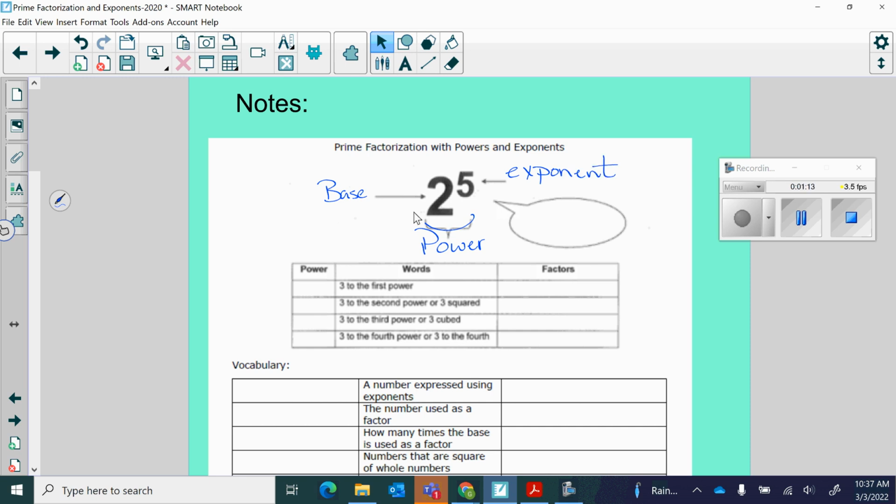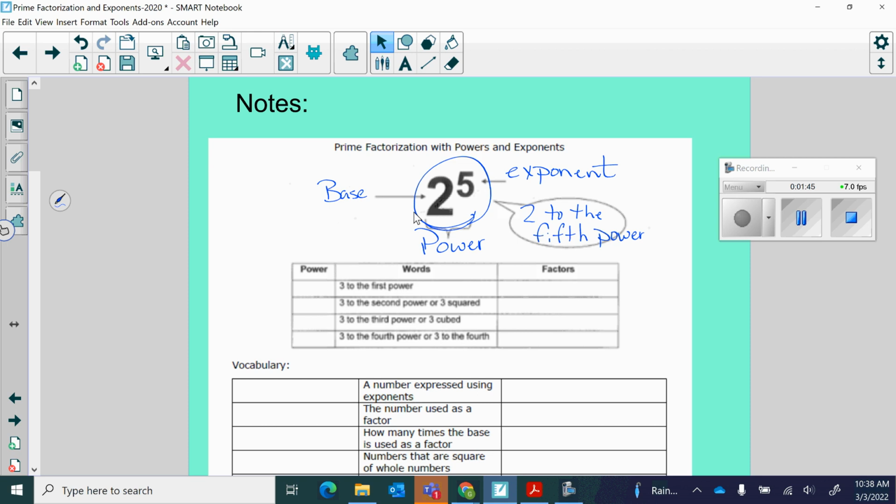Now, when I'm looking at a power and I actually want to read it, how I would say this in English is, I would say 2 to the 5th power. Or I could just abbreviate and say 2 to the 5th. The power is assumed, because when you're doing an exponent, it has to be written as a power. So those are your primary terms when we're talking about exponents.